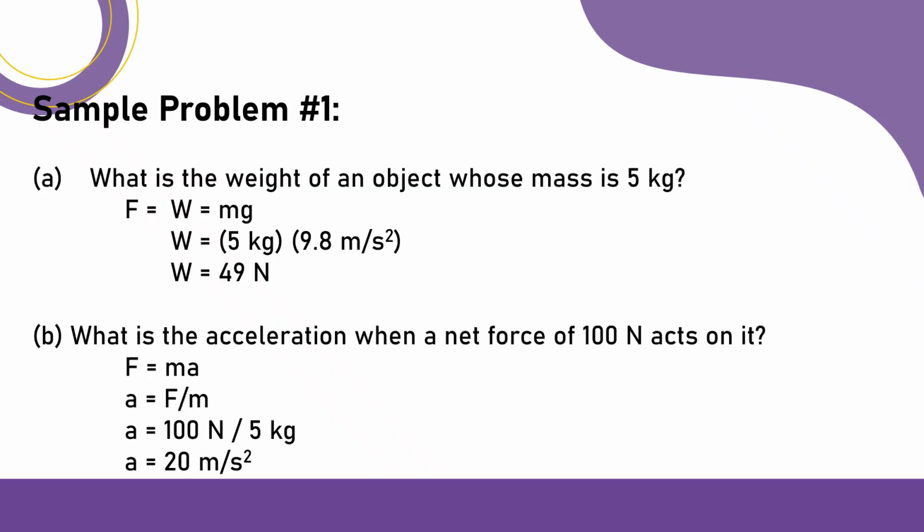So how did we arrive at meters per second squared as our unit? Remember, a newton is equal to kilogram multiplied by meter divided by second squared. So in this situation, we are able to cancel out the kilograms.